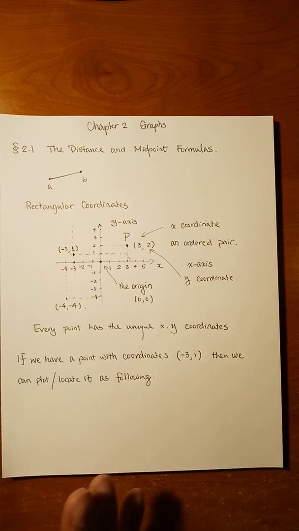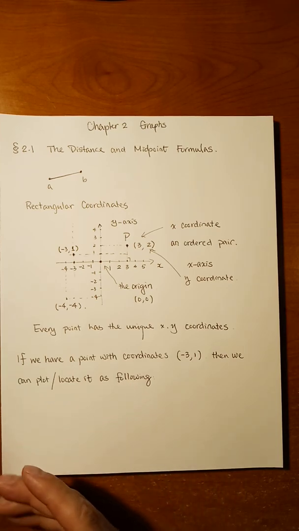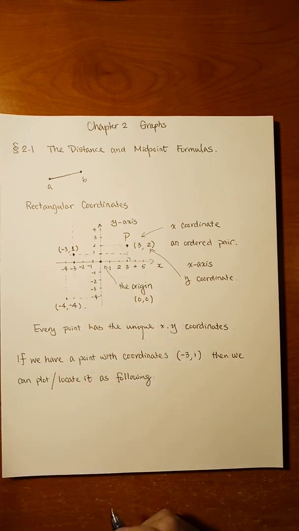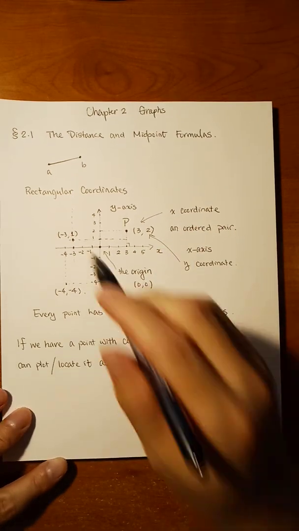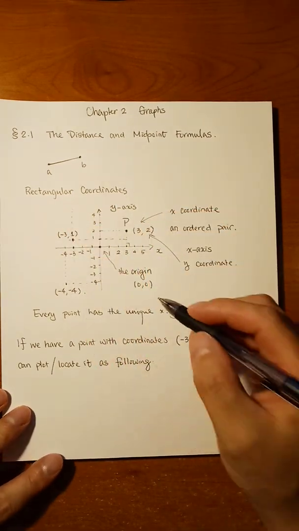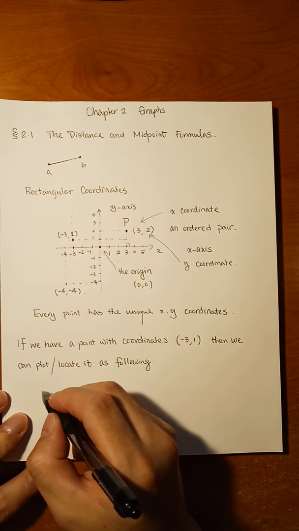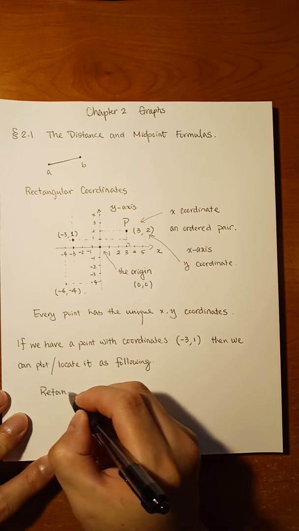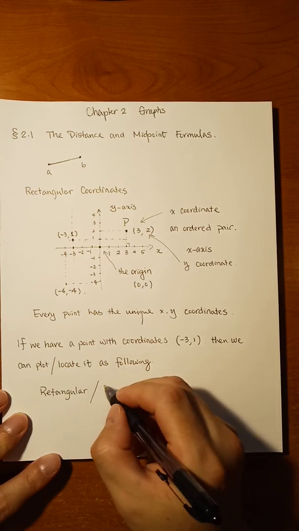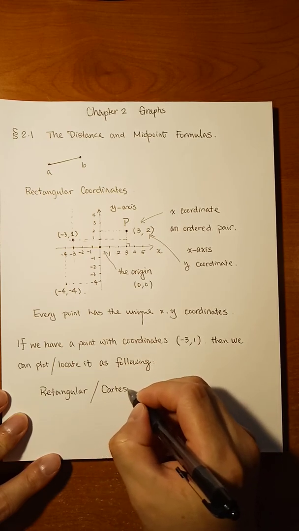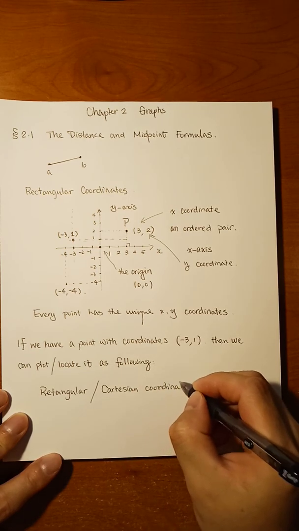All right? So that's the way we can locate a point, and we can find the coordinates when we already have a point. Okay, so that's the rectangular coordinates, or xy coordinates, or sometimes they call it the Cartesian coordinate system.